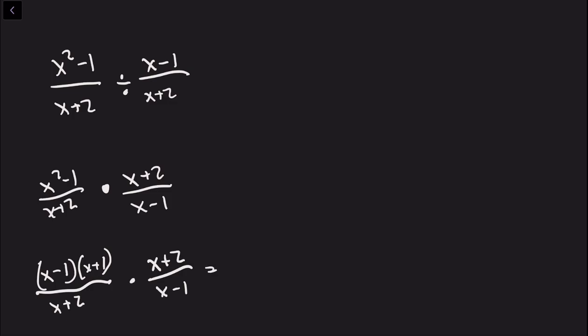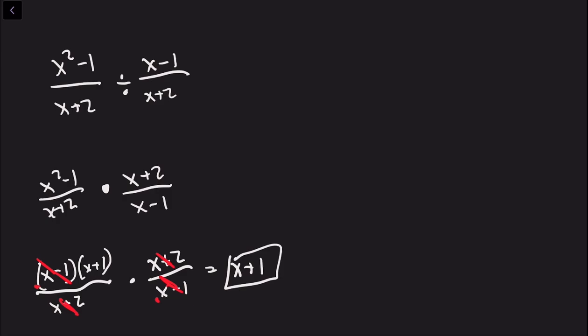Let's see what we can cancel out here now. We have an x plus 2 on the bottom and an x plus 2 here on the top, so we can cancel those out. We also have an x minus 1 here and an x minus 1 here. We can cancel those out as well. So the only factor that we're left with is this x plus 1. So that's going to be our final answer. All this simplifies to just x plus 1.